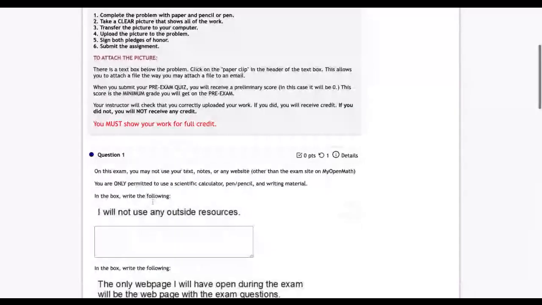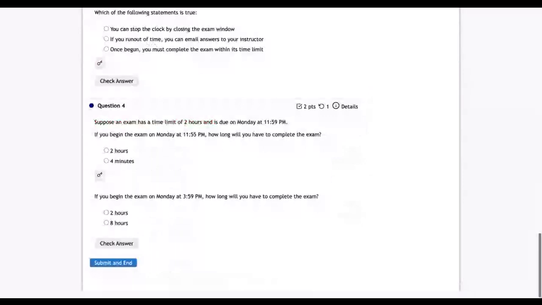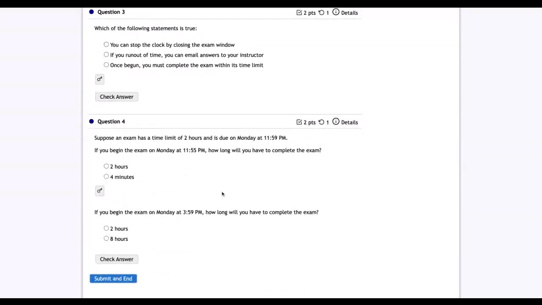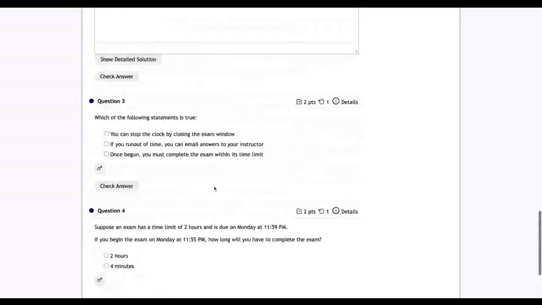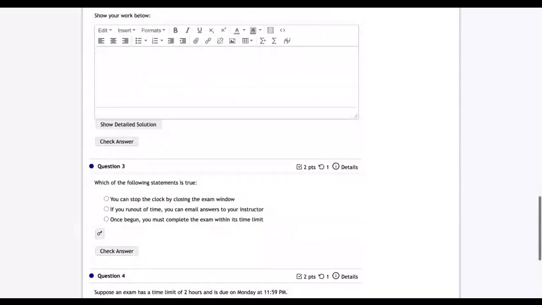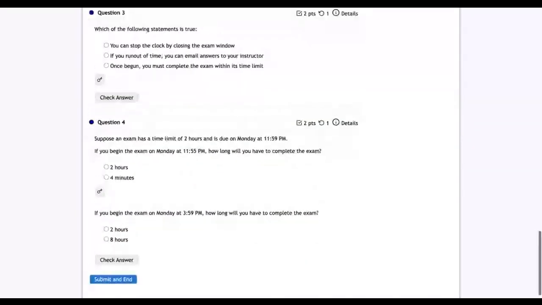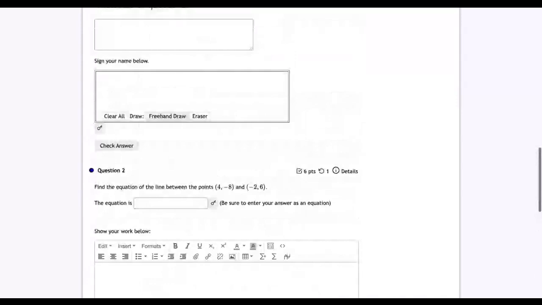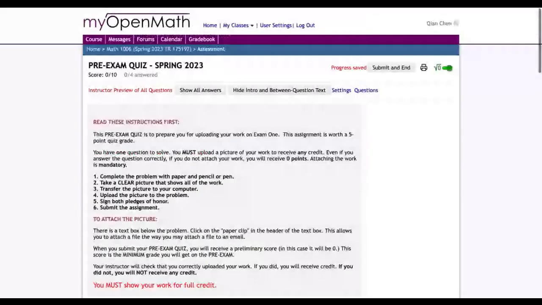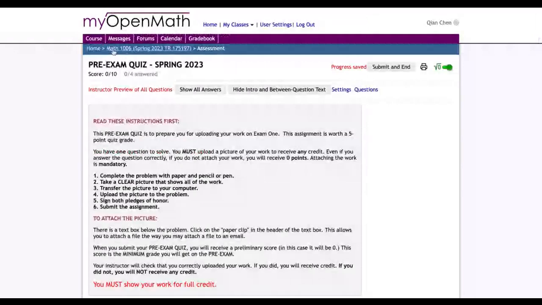Yeah. So for this one, actually, it's not material wise. This pre-exam quiz is for you to get familiar with the format of the exam. Don't worry too much about this. It's not going to affect your grade too much. Don't worry about it. All right, thank you.